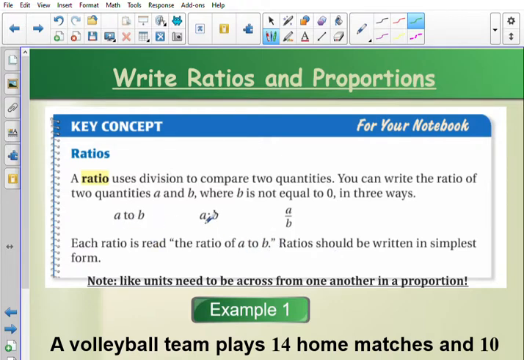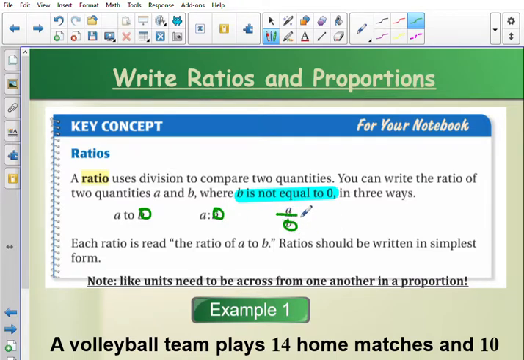So the ratio of A to B. There is value in the fact that B cannot be equal to 0. The reason that B cannot be equal to 0 is because if B was 0, you don't see it here so much or here so much. It's this one that shows up the rule.